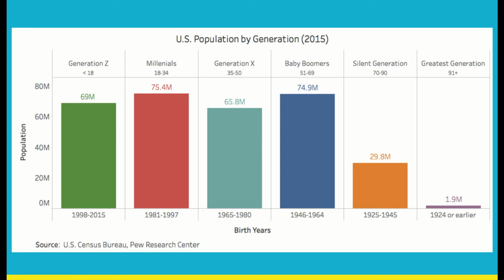Currently, right now, we have 6 different generations that most Americans fall under. There's Generation Z, who are people born between 1998 and 2015. Millennials, 1981 to 1997. Generation X, 1965 to 1980. Baby Boomers, 1946 to 1964. The Silent Generation, 1925 to 1945. And then the Greatest Generation, 1924 and earlier, which probably goes back to around 1900.